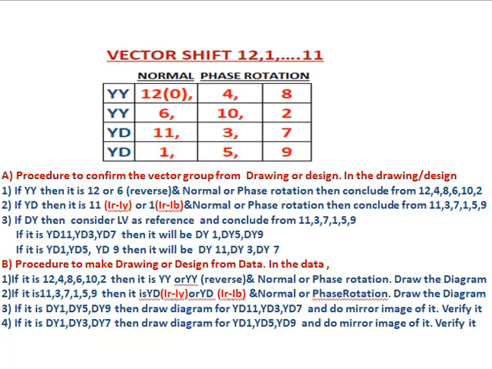Now YD normal. If the connection is YD and normal, it is YD11. That is IR minus IY. If phase rotation has happened, then it is YD3 or YD7. Another is YD1. YD1 is IR minus IB, normal. If a phase rotation has happened, YD5 or YD9.